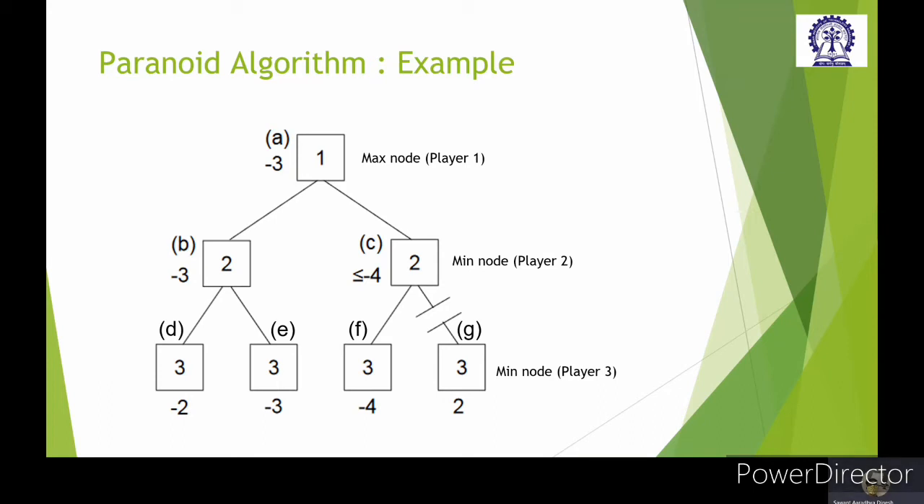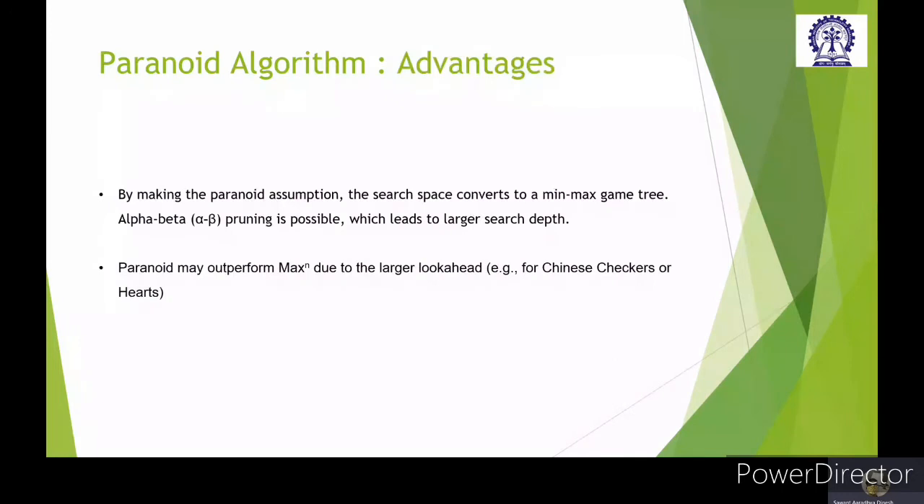Let us now discuss the advantages of using the paranoid algorithm. First, since alpha-beta pruning is possible, the algorithm can reach larger depths at the same computational cost. Second, the paranoid algorithm may outperform other algorithms due to the larger look-ahead.